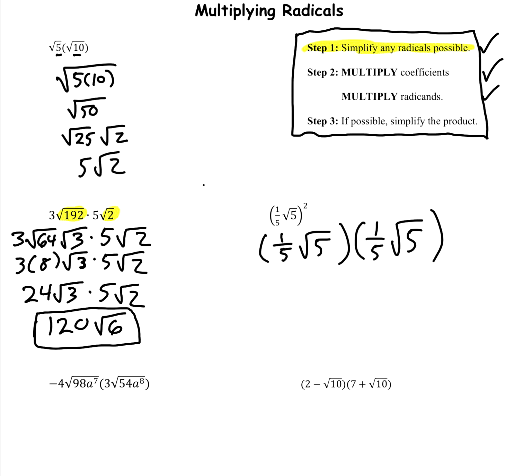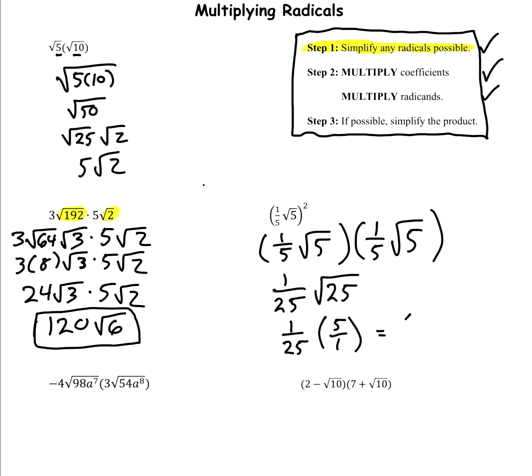So simplify the radicals. Can't do anything there. Now let's simplify and multiply the coefficients and radicands. So multiply 1 over 5 times 1 over 5. That's 1 over 25, and radical 5 times radical 5 would be radical 25. So we did all the multiplication. Now we simplify further. So that would be 1 over 25, and radical 25 is 5, or we can write it as 5 over 1 if that's easier to do the math.